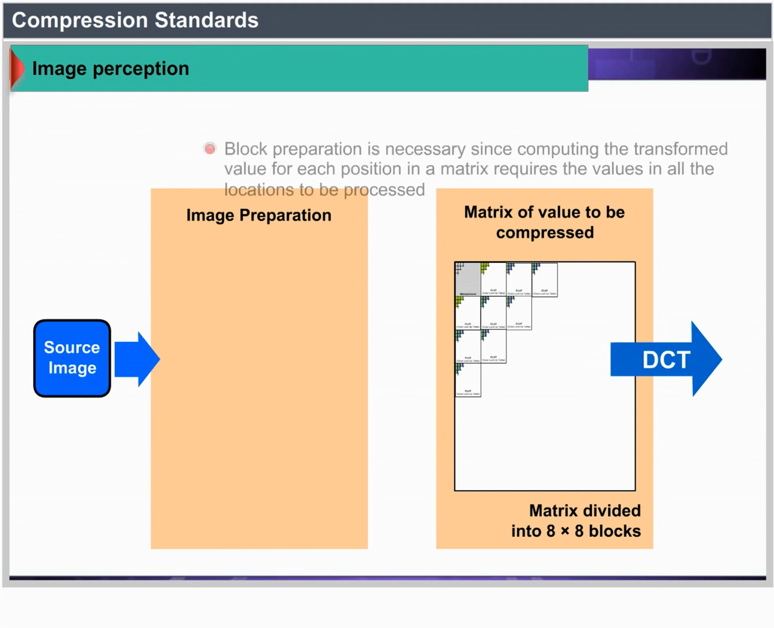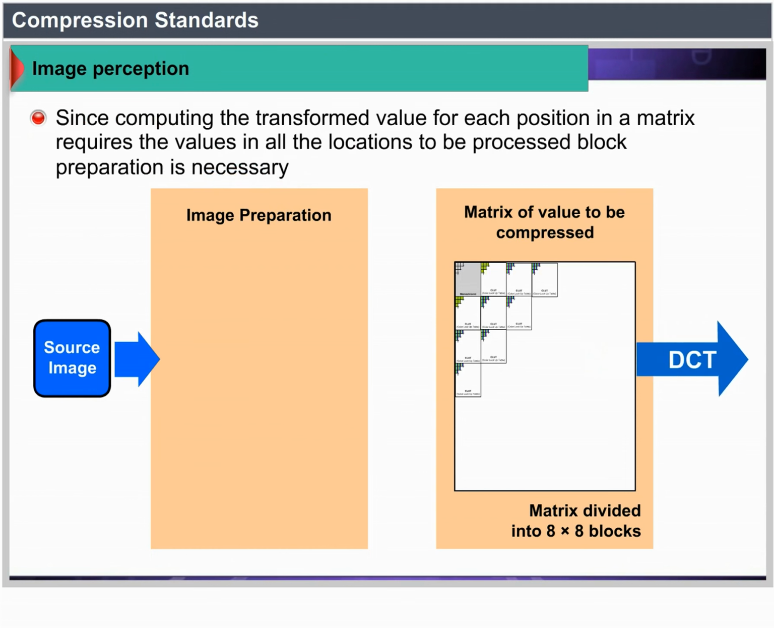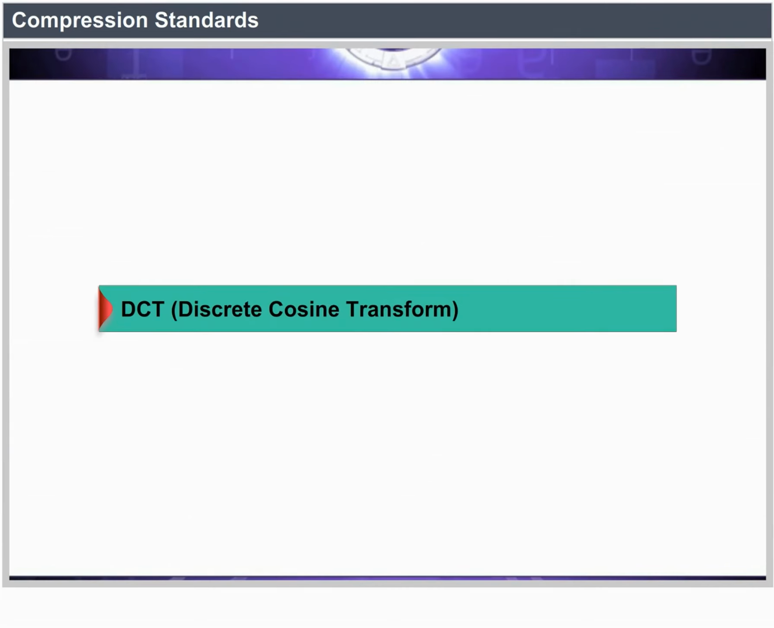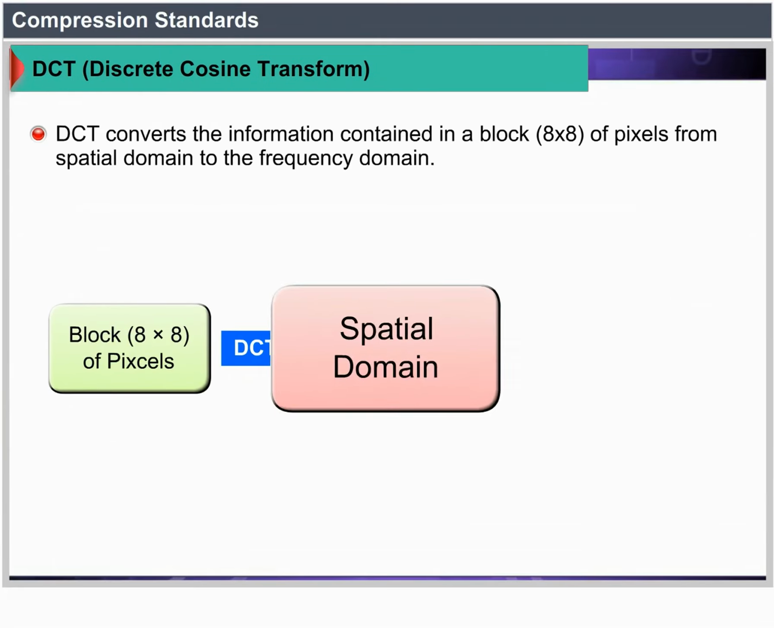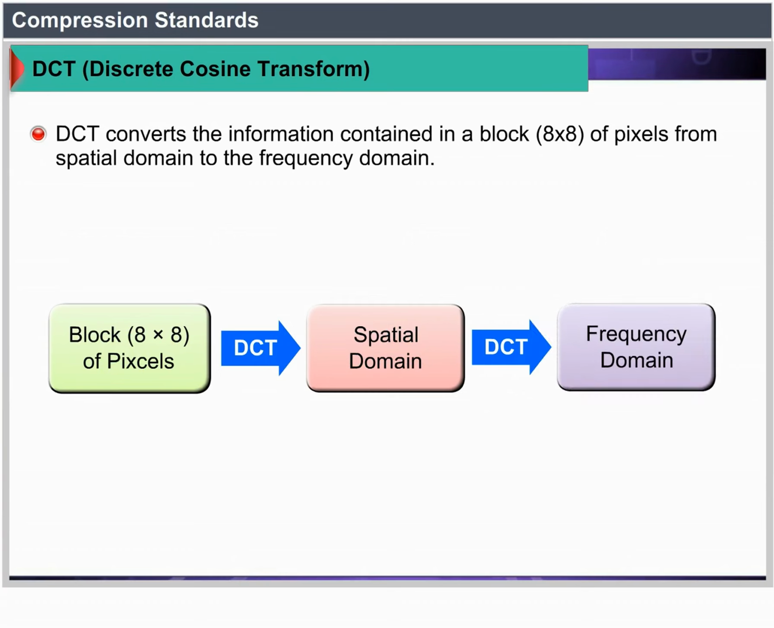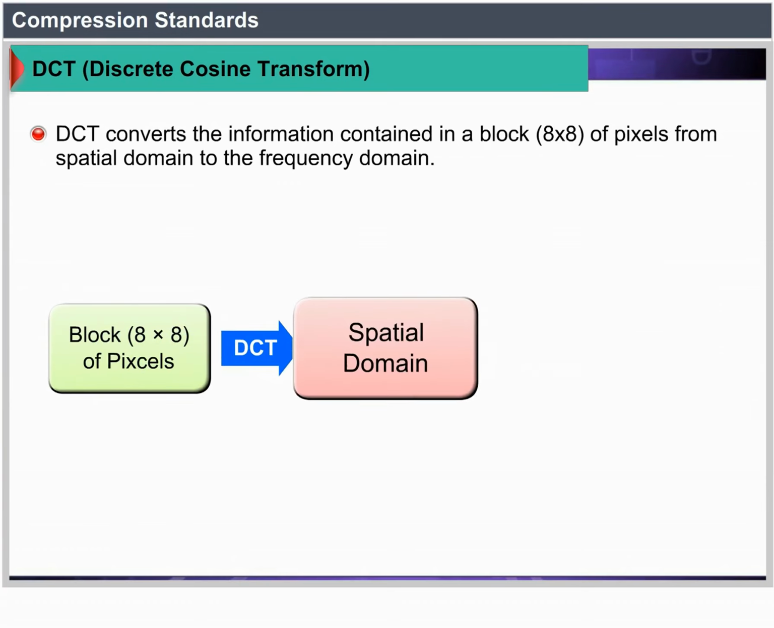Block preparation is necessary since computing the transformed value for each position in a matrix requires the values in all the locations to be processed. DCT, Discrete Cosine Transform. DCT converts the information contained in a block of 8 by 8 pixels from the spatial domain to the frequency domain.